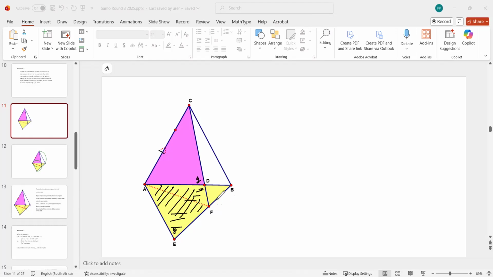Which means that these 4 points are concyclic. 3 of them are the 3 points of the small equilateral triangle. So therefore, F lies on the circumscribed circle of that equilateral triangle.